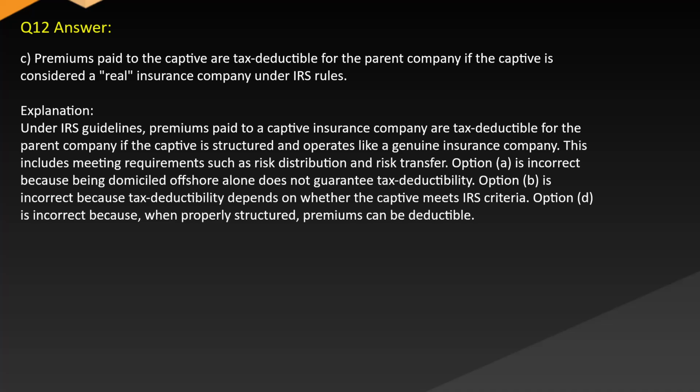Explanation: under IRS guidelines, premiums paid to a captive insurance company are tax deductible for the parent company if the captive is structured and operates like a genuine insurance company. This includes meeting requirements such as risk distribution and risk transfer. Option A is incorrect because being domiciled offshore alone does not guarantee tax deductibility. Option B is incorrect because tax deductibility depends on whether the captive meets IRS criteria. Option D is incorrect because when properly structured, premiums can be deductible.